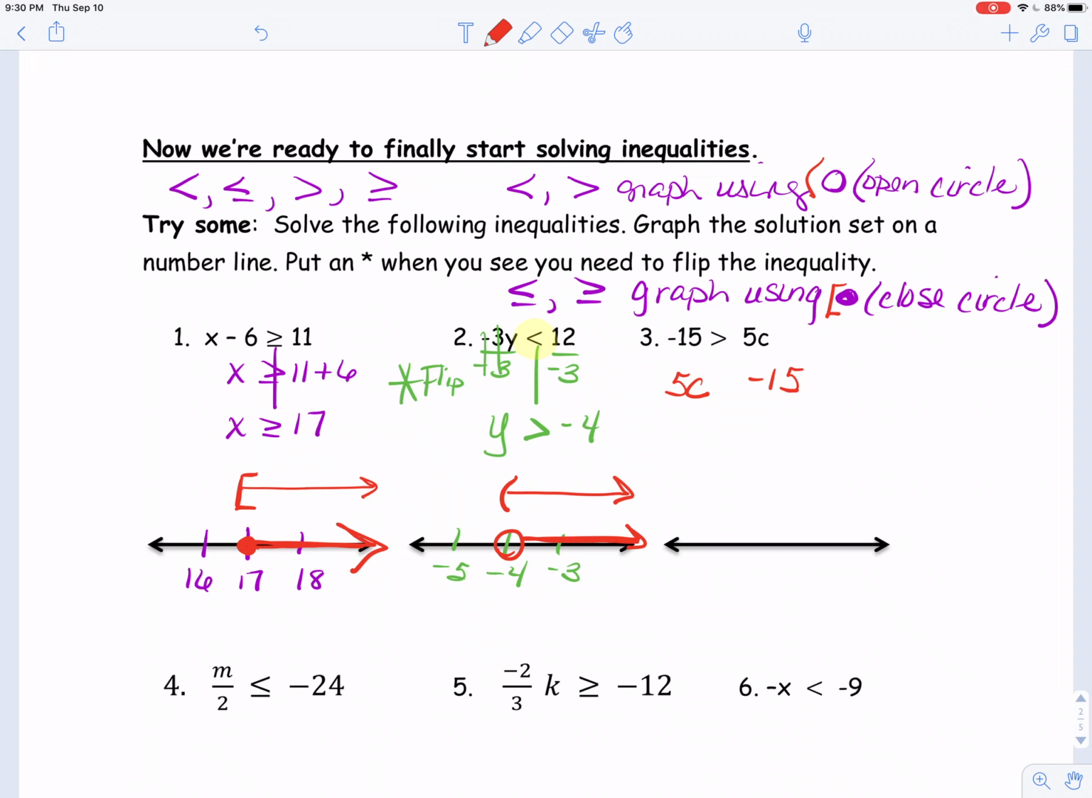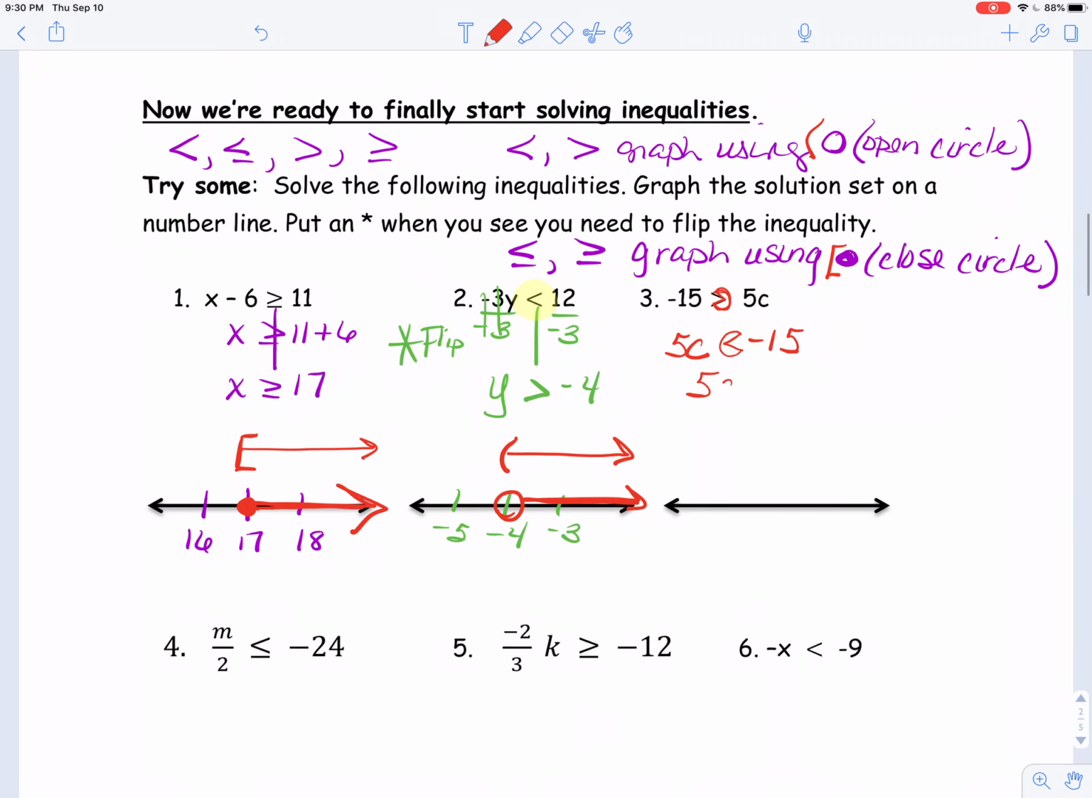So when I was in school, this little fellow was a Pac-Man. And so the Pac-Man was trying to eat a specific number. So when you get ready to turn it around, make sure that Pac-Man is getting ready to eat the same number. So what we've got is 5c is less than -15. And the mouth is open towards the -15 in every scenario.